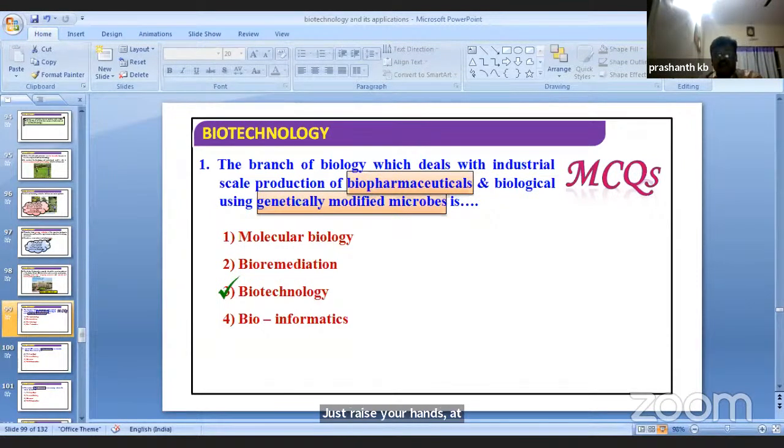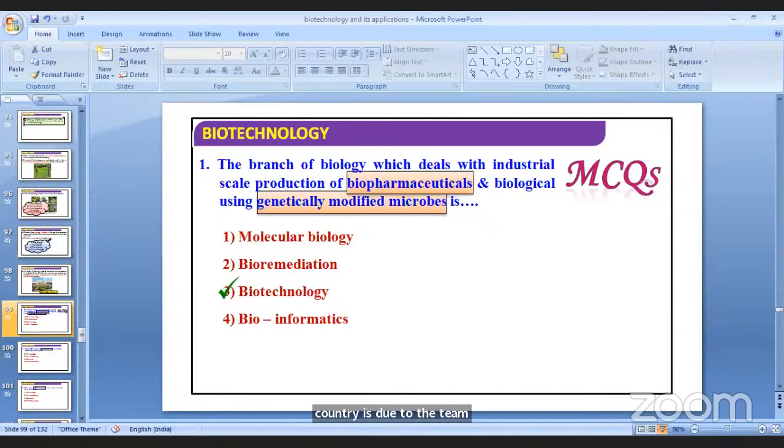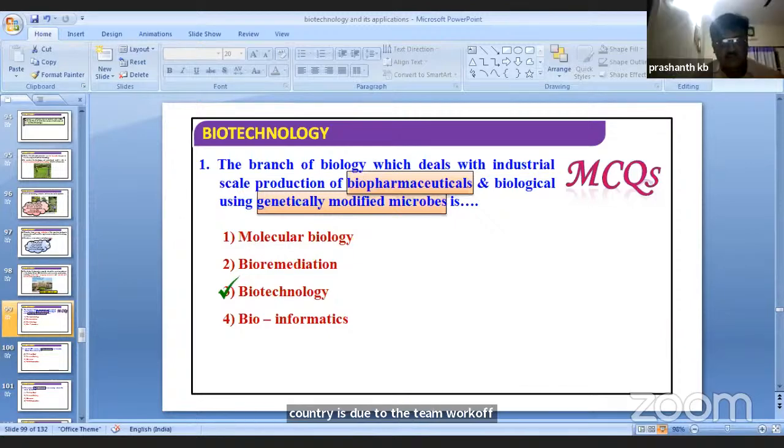Now, see, in 1960, the increase in agricultural yield was termed as Green Revolution by William Gaud. Next up. The success of Green Revolution in our country is due to the teamwork of. Sir, the slide is not moving, sir. It's stuck on the first question itself, sir.